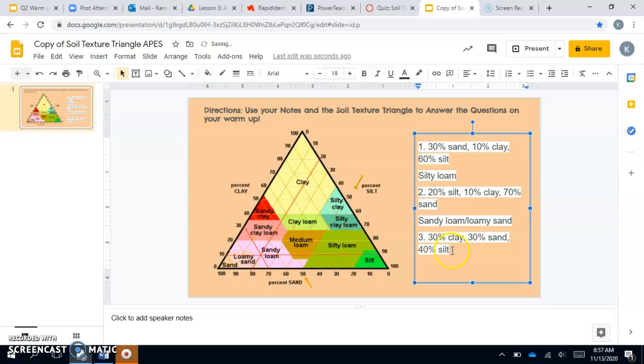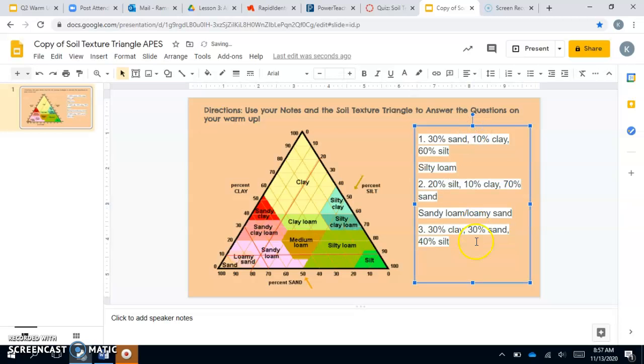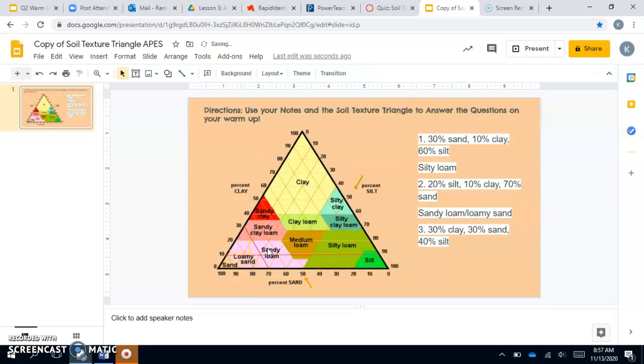So hopefully I will pay attention to what I put on your test, and I will make sure that any of the soil texture triangle questions do have a very clear answer and do not land on a border like this one does. All right, so let's do our last one. Again, love this feature where we can just delete these lines because it's so nice. So for our third one, we have 30% clay, 30% sand, 40% silt.